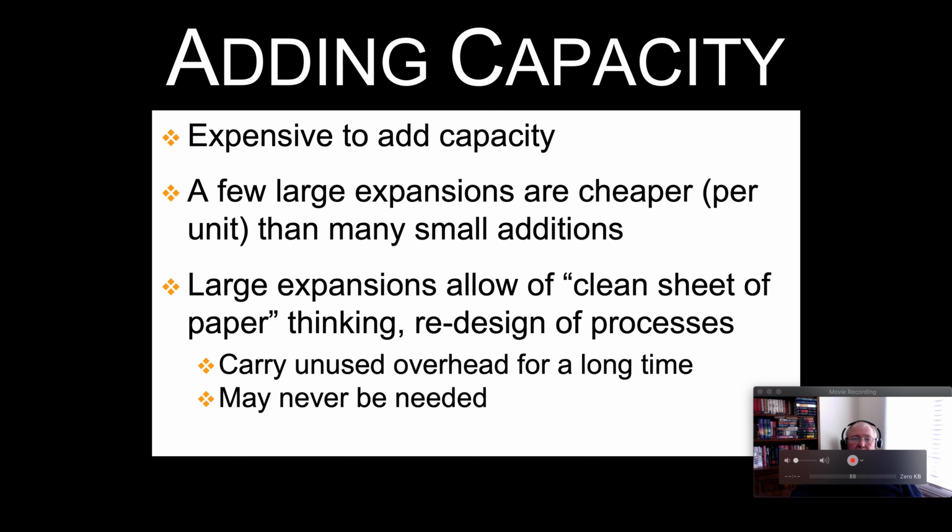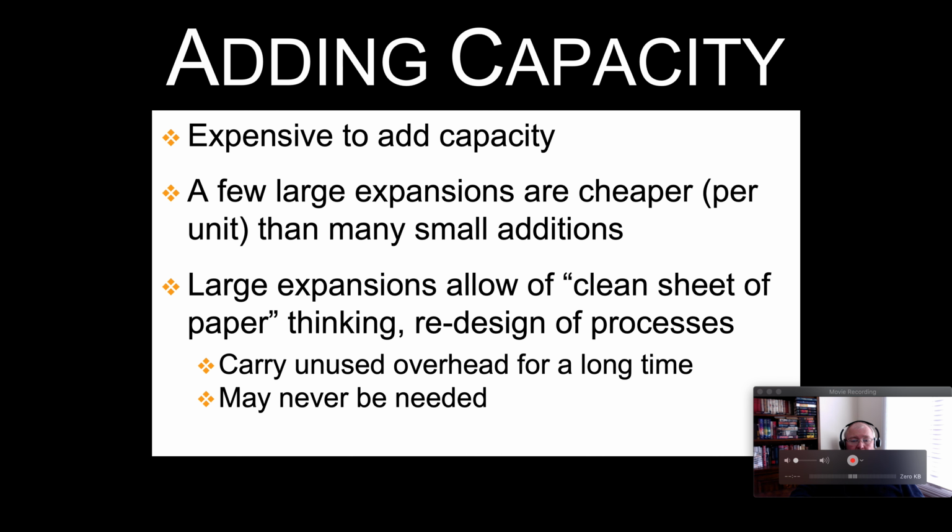We could add capacity maybe. Adding capacity is ordinarily speaking expensive. And so if adding capacity is expensive, then obviously enough you have to find a way to use that additional capacity to generate enough more revenue to justify the investment, whether it's immediately or whether that's over time. So a few large expansions might be cheaper per unit than many small additions. Larger expansions allow for clean sheet of paper thinking, redesign of processes.